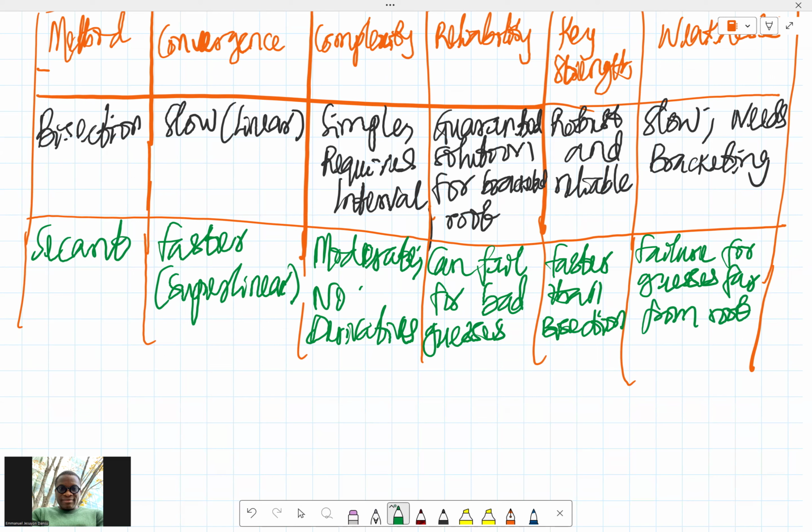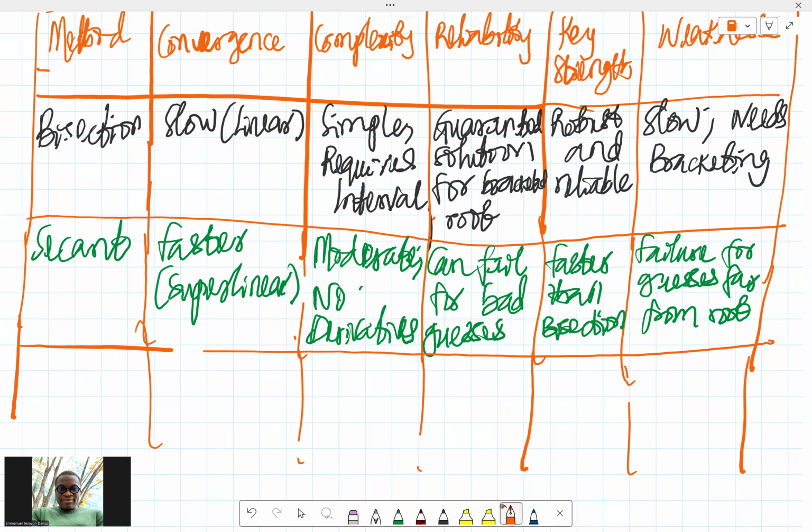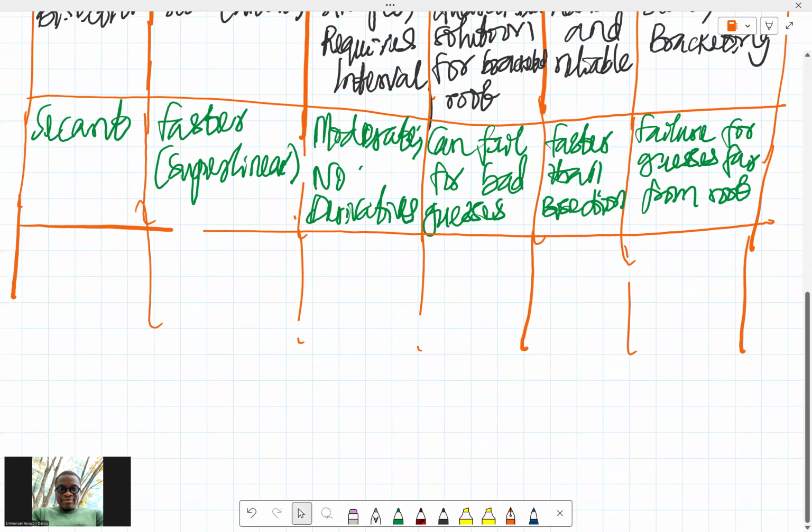So you have to be sure you are guessing something as close as possible to the actual roots. So that's the only guarantee. Then we can move on from there and talk about fixed point iteration.